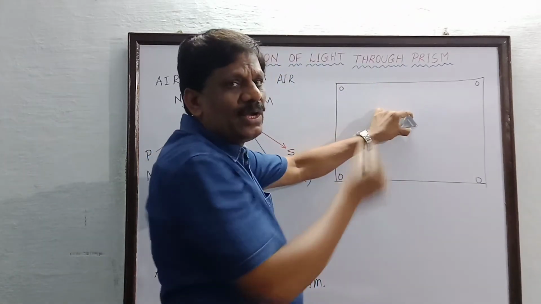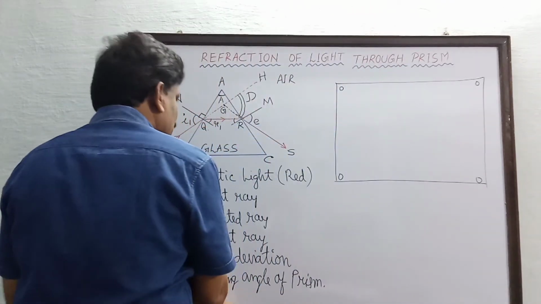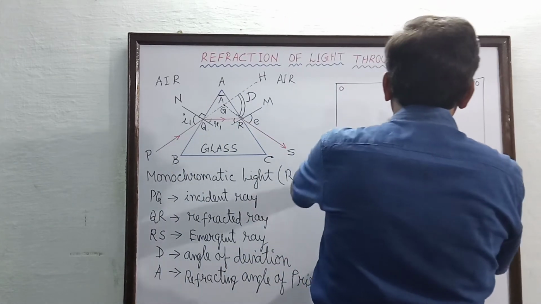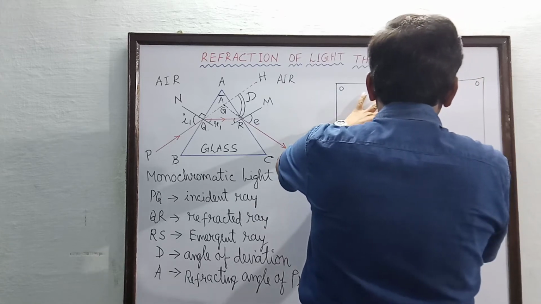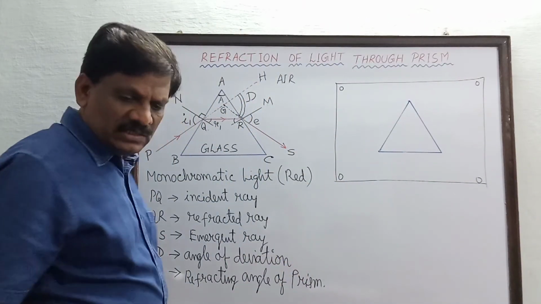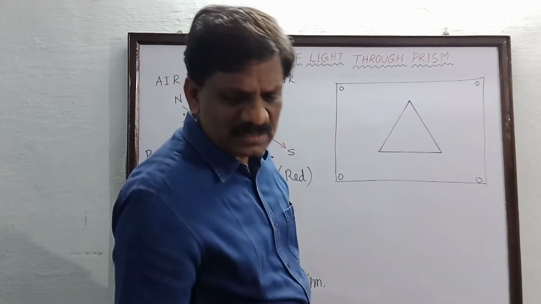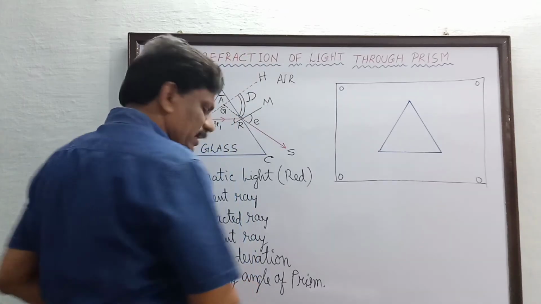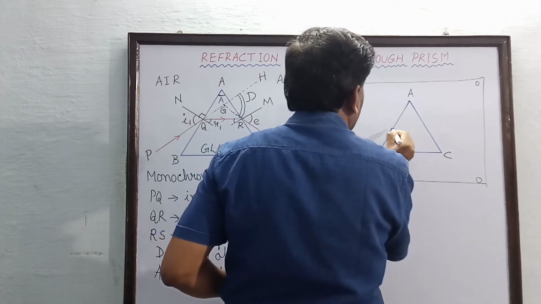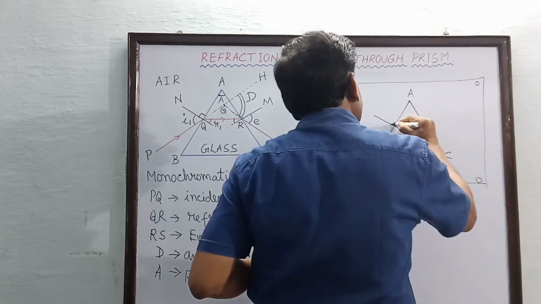If you draw the boundary, what shape do we get on the paper? It is a triangle. So I place the prism on the paper, draw the boundary like this, and remove it. Then I will draw the normal to one surface. I will note down that this is A, B and C. At any point I will roughly draw one normal, this is the normal at 90 degrees.